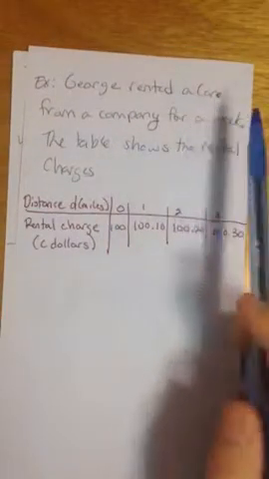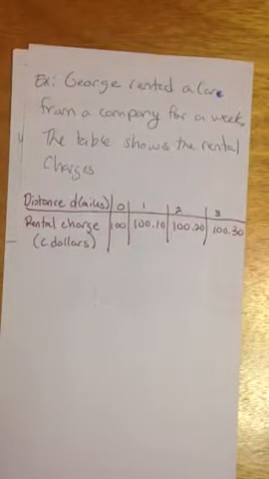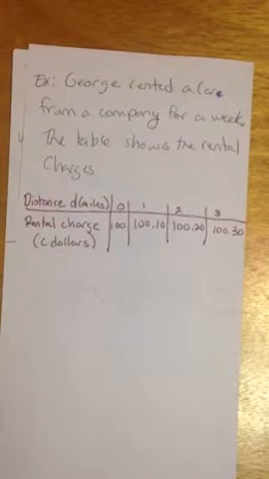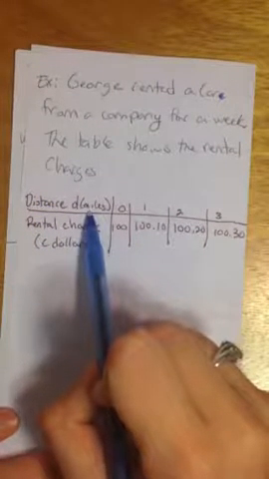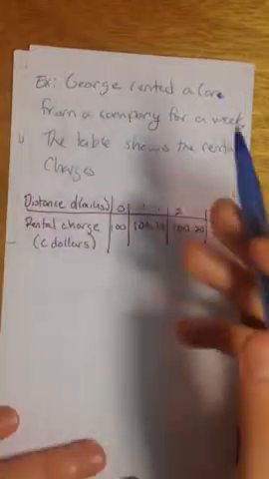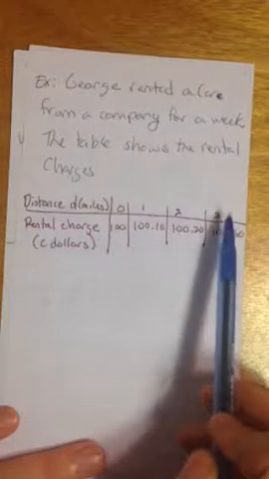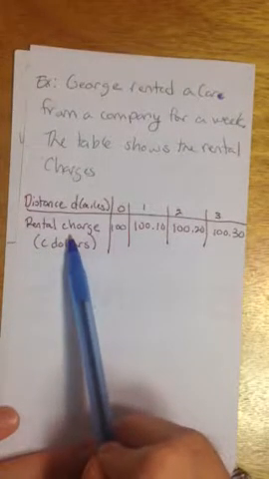George rented a car from a company for a week. The table shows the rental charges. So now we want to make an equation that shows how much he's being charged, if we went for 3 miles, how much would it cost to rent this car? So we have distance in d miles. So little d is representing distance, which makes sense. And 0 distance, 1 mile, 2 miles, 3 miles. And then the rental charges in C dollars, C for charge.